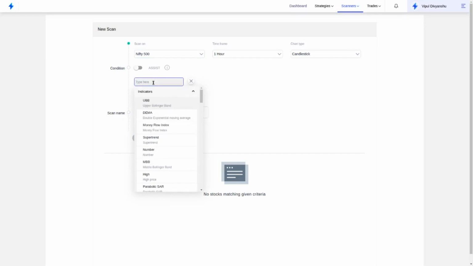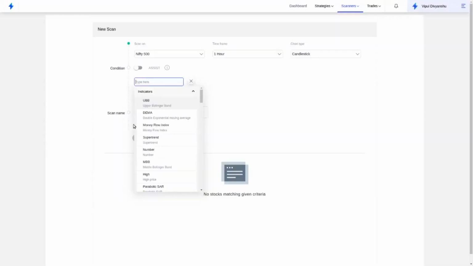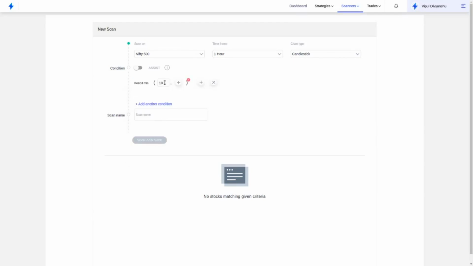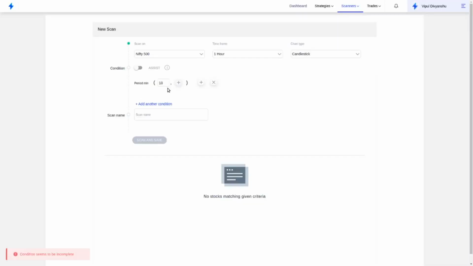So the first thing, if you remember, we have to use period min. Period min is basically a shortcut to identify the minimum value for 10 candles. This is 10 here. Now what period min do we want? We basically want this period min for the lowest value of the low in the last 10 candles. So remember, the lowest low of the last 10 candles.